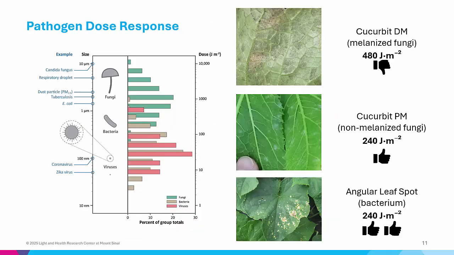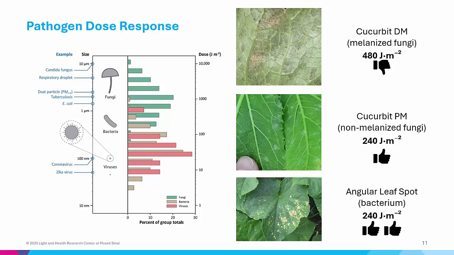So let's look at how dose is impacted by the pathogen you're battling. When we worked with cucumber downy mildew, we applied a high dose, 480 joules per square meter, but even then it wasn't as effective as conventional fungicide. As we'll show in the next video, the benefit of UVC was combining both treatments for improved effectiveness.